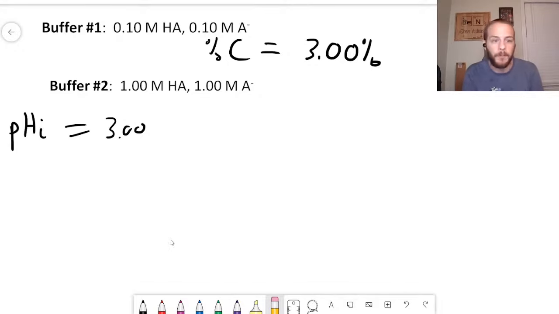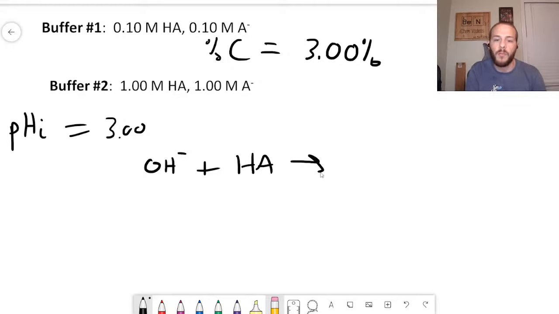That'll always be true. So that's our initial pH, and we can calculate the final pH by doing the stoichiometry and equilibrium calculations. So we'll set up our table here. We have our hydroxide ion, that's the addition. It's going to be neutralized by the weak acid to produce water and the conjugate base.